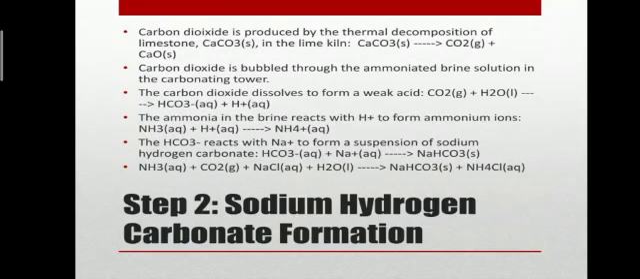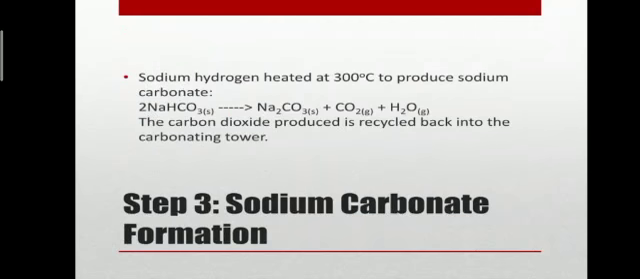The carbon dioxide is bubbled through the ammoniated brine solution in the carbonating tower. The carbon dioxide dissolves to form a weak acid. The ammonia in the brine reacts with hydrogen ions to form ammonium ions. The sodium bicarbonate is heated at 300 degrees centigrade to produce sodium carbonate, and from sodium carbonate, ammonia is recovered.